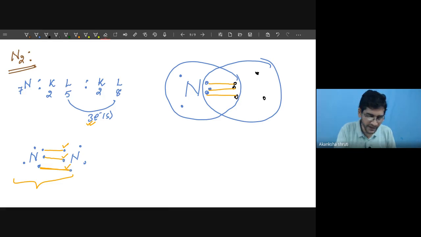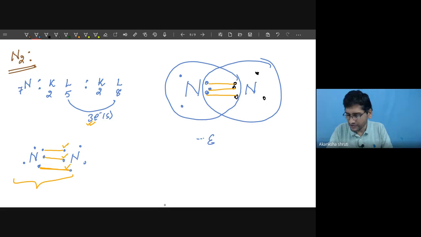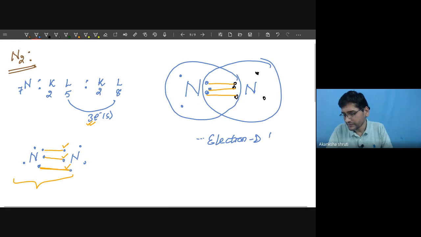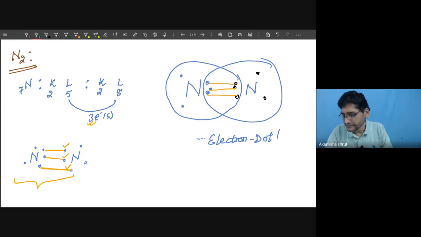So we have to keep in mind, for drawing the structural formula or electron dot formula, representing the electrons in the form of dots and writing their structure is called the electron dot formula.